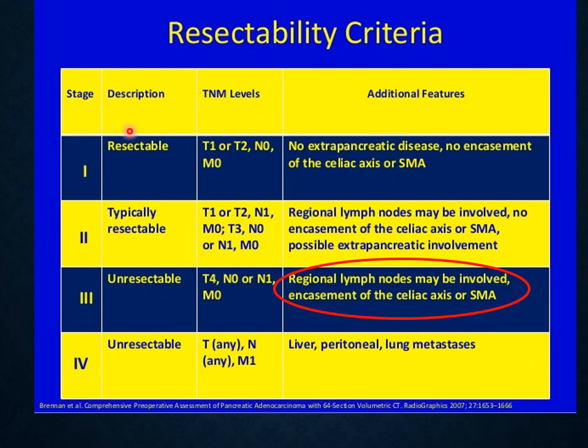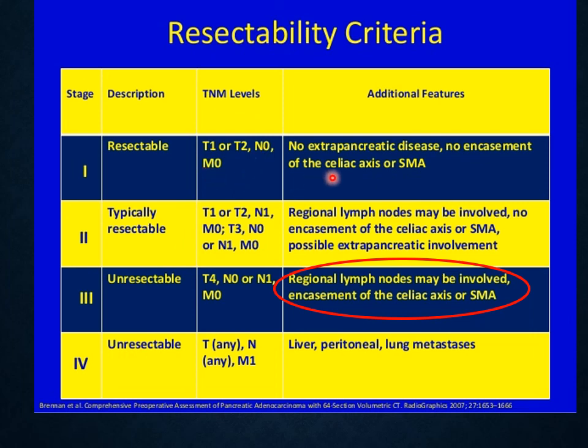Now we come to the resectability criteria for cancer of the pancreas. You can classically stage them into 1, 2, 3, and 4. Stage 1 is resectable. The tumor is T1 or T2 within the pancreas, no lymph nodes, no metastasis.